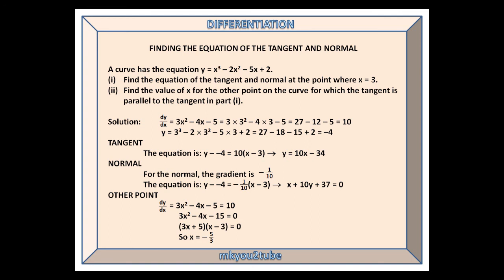To find the other point with a parallel tangent, we put dy by dx equal to 10 and solve the equation. So we get the equation 3x squared minus 4x minus 5 equals 10, which turns into 3x squared minus 4x minus 15 equals 0. Factorising, we find that x is either 3, which we've already got, or minus 5/3.